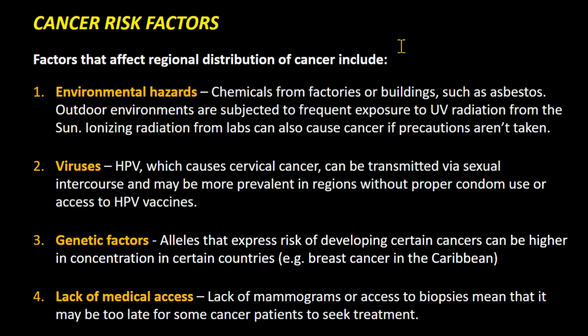So factors that affect regional distribution of cancer would include the following. Well, one would be environmental hazards. Chemicals from factories or buildings, such as asbestos, cause cancer. Outdoor environments are subjected to frequent exposure to ultraviolet radiation from the sun. This is why you have SPF factors in sunscreen. Ionizing radiation from labs can also cause cancer if precautions aren't taken.